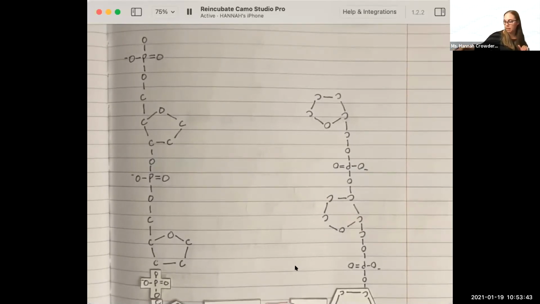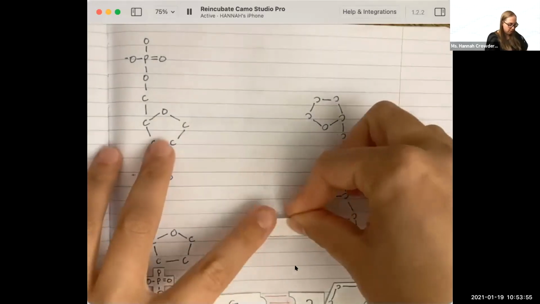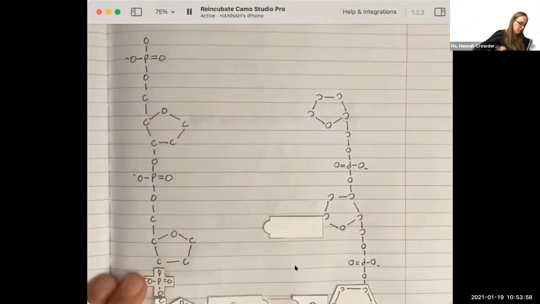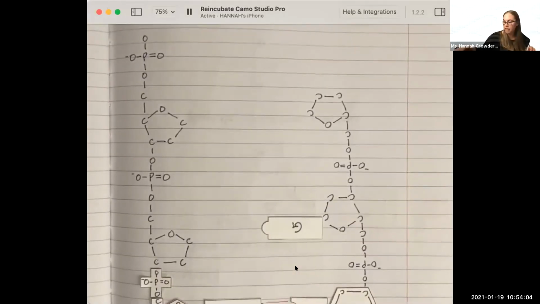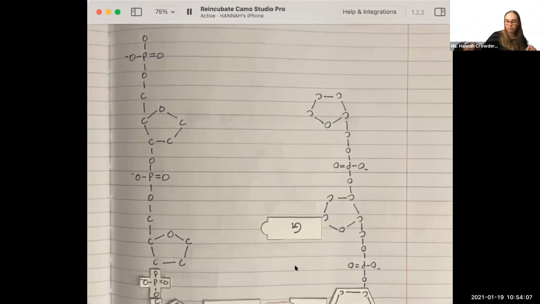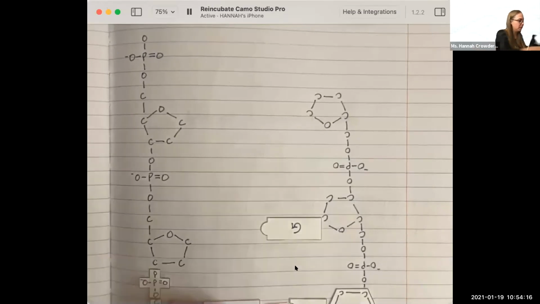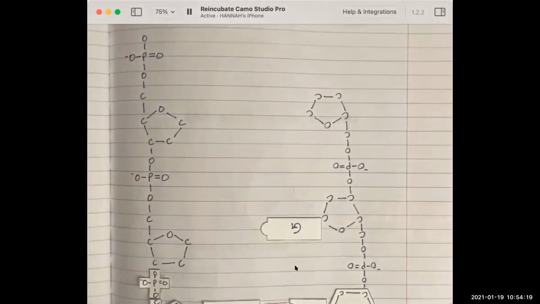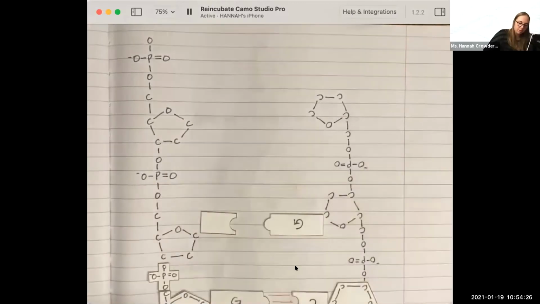So let's put in the rest of my nitrogenous bases. Let's go ahead and put a G on this side. G is connected to what? C. And how many hydrogen bonds should I draw between these? 3. That worked out okay.